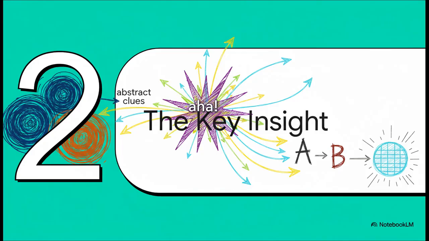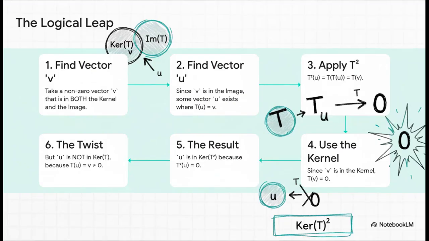Now, when you put those two abstract clues together, something amazing happens. They lead us to this incredible logical breakthrough. This is the big aha moment, the insight that's going to let us completely sidestep the fact we don't know a or b and just cut straight to the answer. Let's walk through this together step by step.